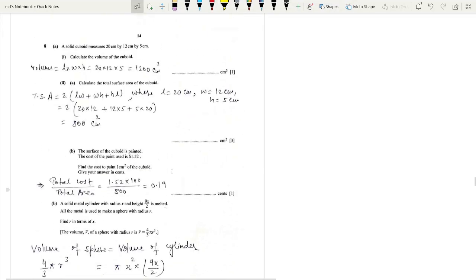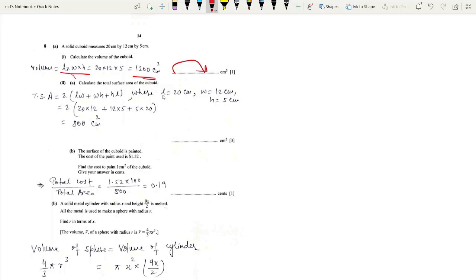Question number 8. A solid cuboid measures 20 centimeter by 12 centimeter by 5 centimeter. Calculate the volume of the cuboid. Of course, this is a straightforward question because the volume formula we know, and that is very simple: length times width times height. Informations are available. Just write your value here.